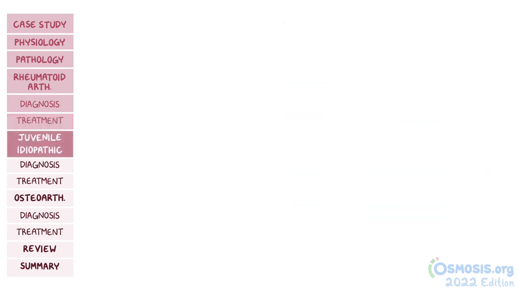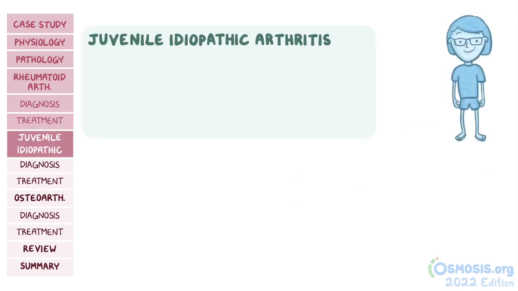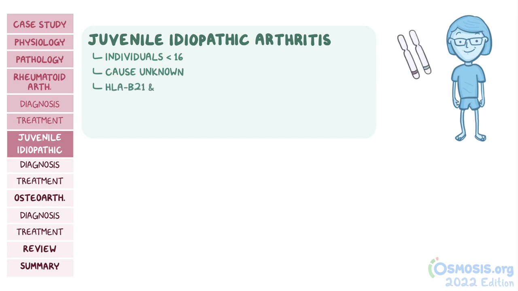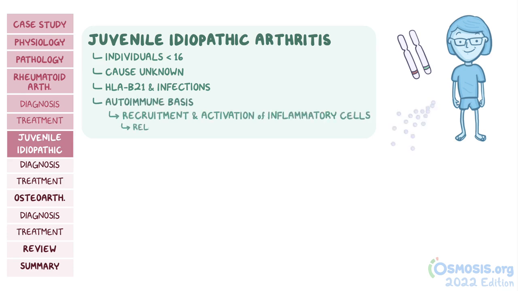Next, there's a family of inflammatory arthritides called juvenile idiopathic arthritis that occur in young individuals under the age of 16. The cause is unknown, hence the name idiopathic, but it can be associated with the gene HLA-B27 and with triggers such as infections. It's also thought to have an autoimmune basis, which leads to the recruitment and activation of inflammatory cells that release pro-inflammatory cytokines.